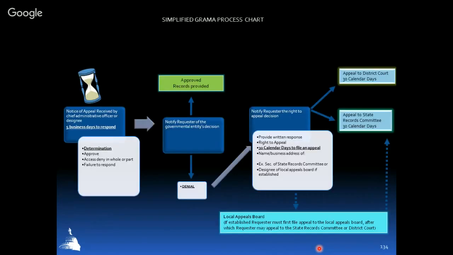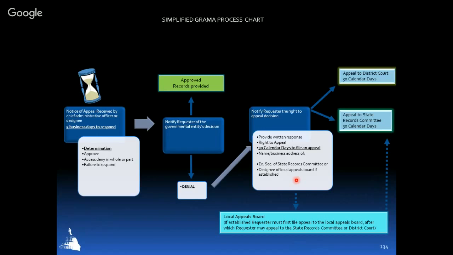And here's another process chart, where we start with the chief administrative officer. They have 5 business days to respond from receipt of the appeal. They make their determination and notify the requester of their decision, approve or deny. If they deny, they notify the requester of their right to appeal, and these are the provisions that should be in the letter.